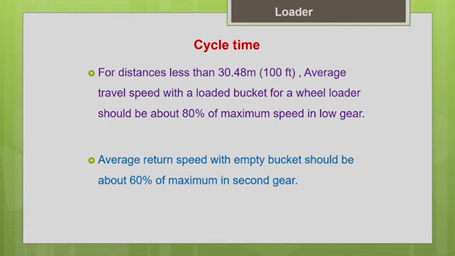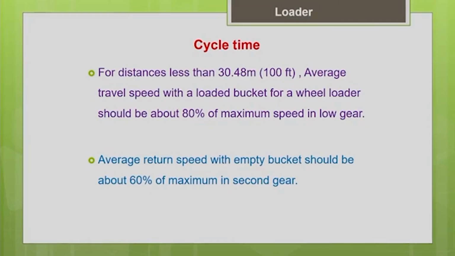But if the travel distance is not negligible, then you have to estimate your variable time. So, how to estimate the variable time? There are some guidelines given in the literature, you can follow them. Obviously, when the machine is travelling with the load during the onward journey, the speed is going to be lesser when compared to the return journey where the bucket is empty. And the speed possible also depends upon the haul distance.